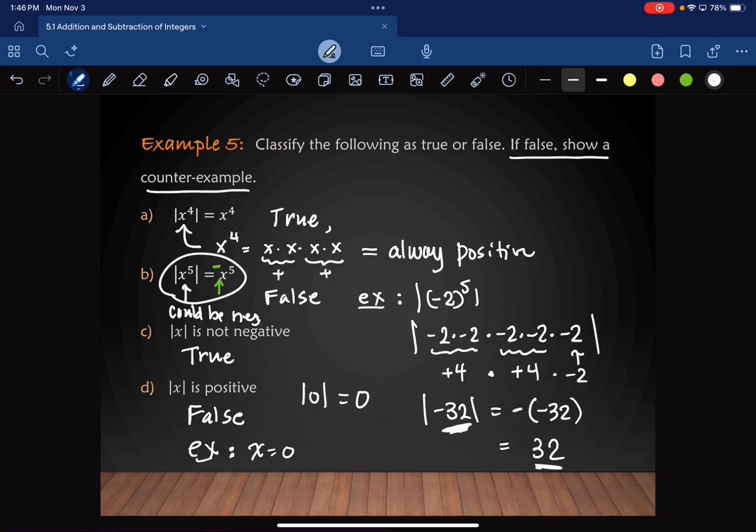So this is a really good example of it. All you need is one example to show something's false. And in fact, this is the only example that will show it's false. You don't have a whole bunch of options. You have one. Okay? Does that make sense?